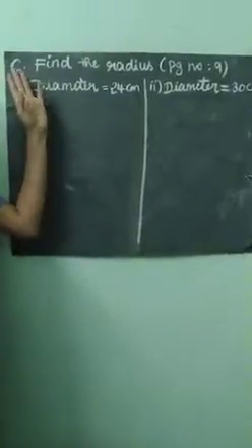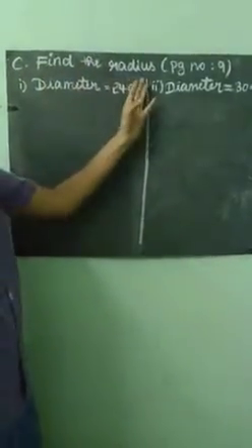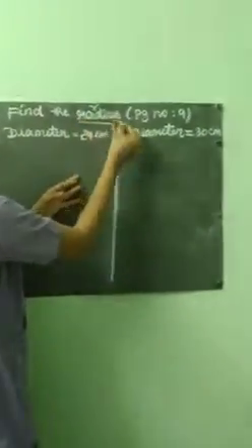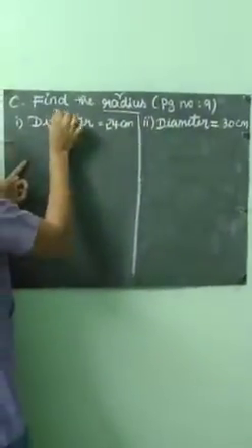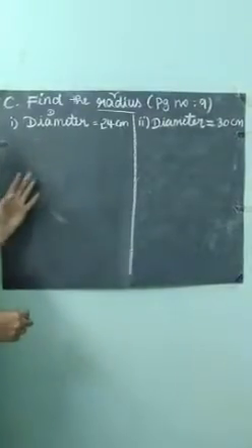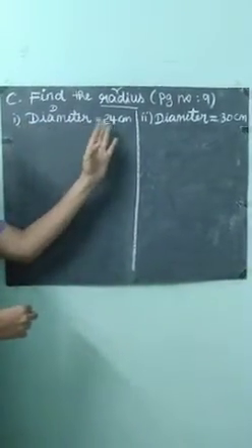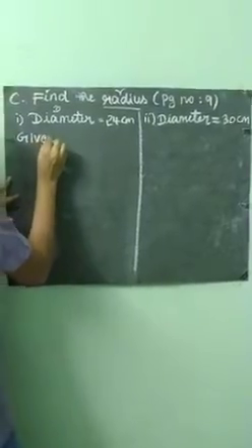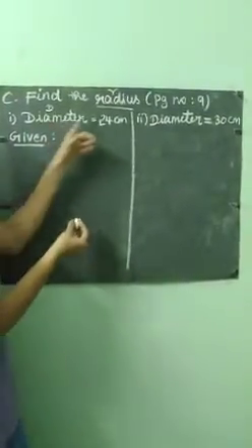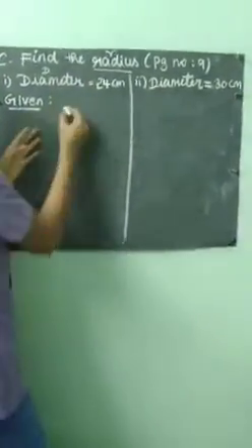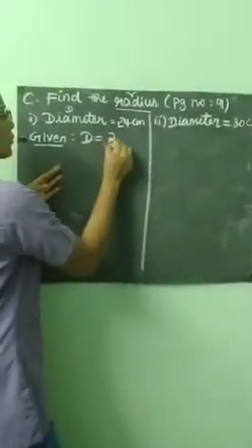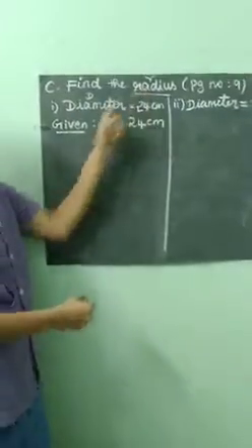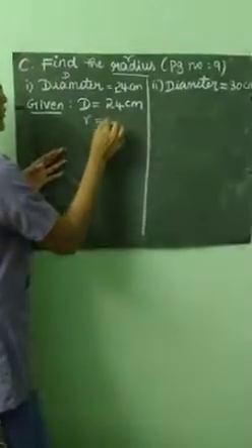Now C part, find the radius. Now we want to find out the radius. Radius means small r. Okay, diameter means capital D. Okay, ma. First sum, diameter equal to 24 centimeter. First write the given. What is the given here? Diameter equal to 24 centimeter. Now we want to find out the radius. So radius equal to question mark.